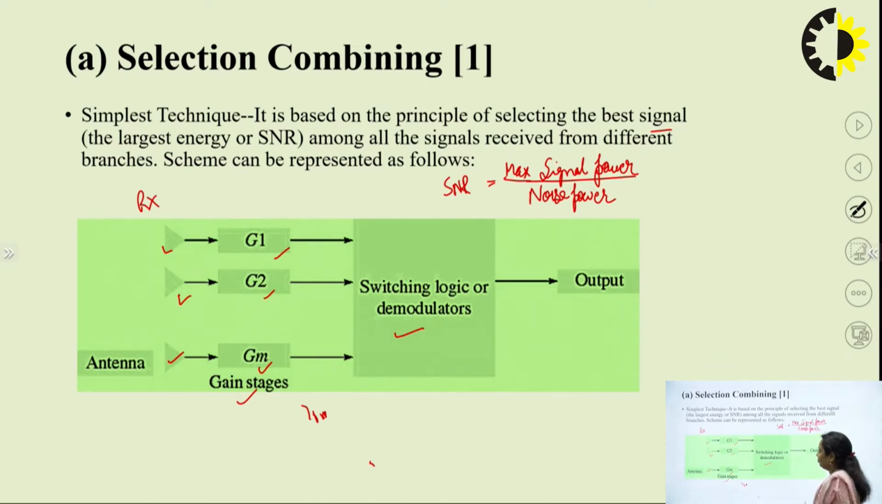Let's say one branch has a signal to noise ratio 1, another has a signal to noise ratio 3, and another has a signal to noise ratio of m, whatever number of branches we are considering. So there are m different branches, and these have different signal to noise ratios. These are passed through a switching logic or demodulator, and the selected signal is received at the output of this particular filter. So this is the selection combining technique.